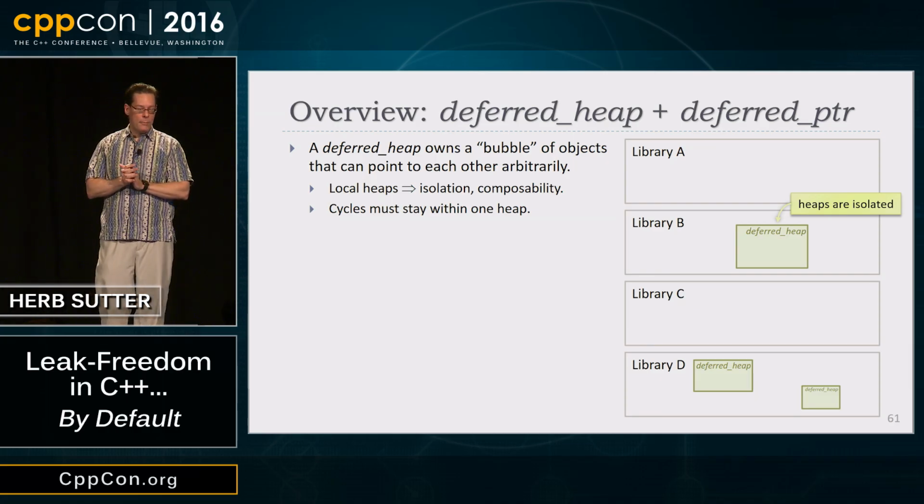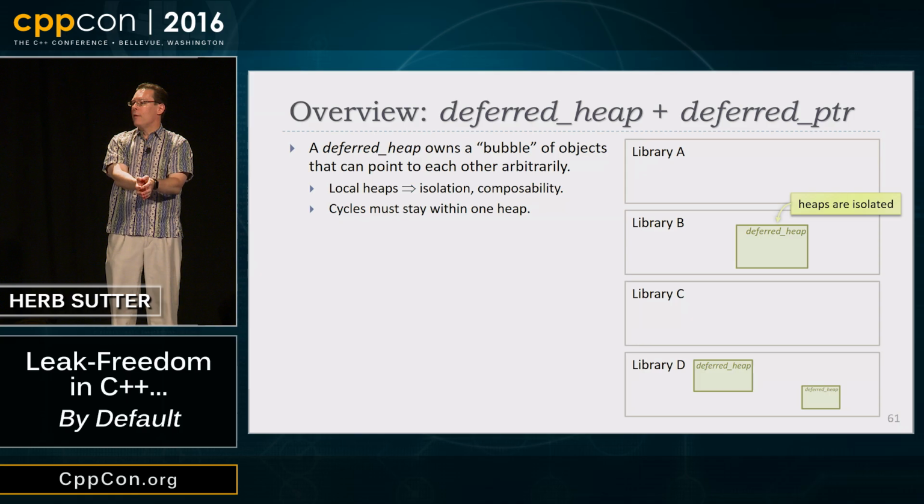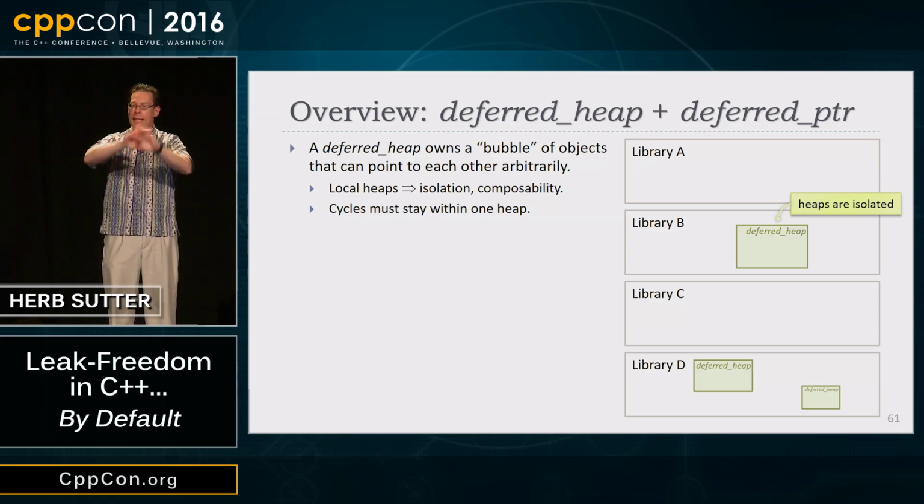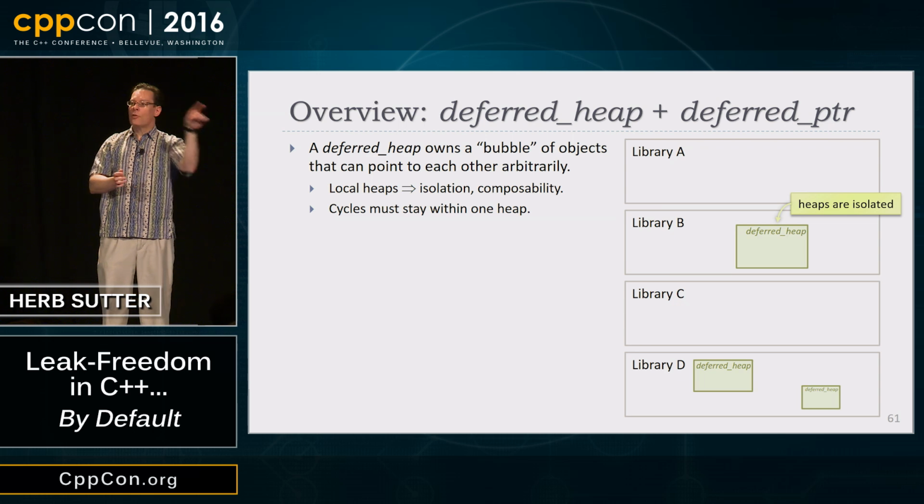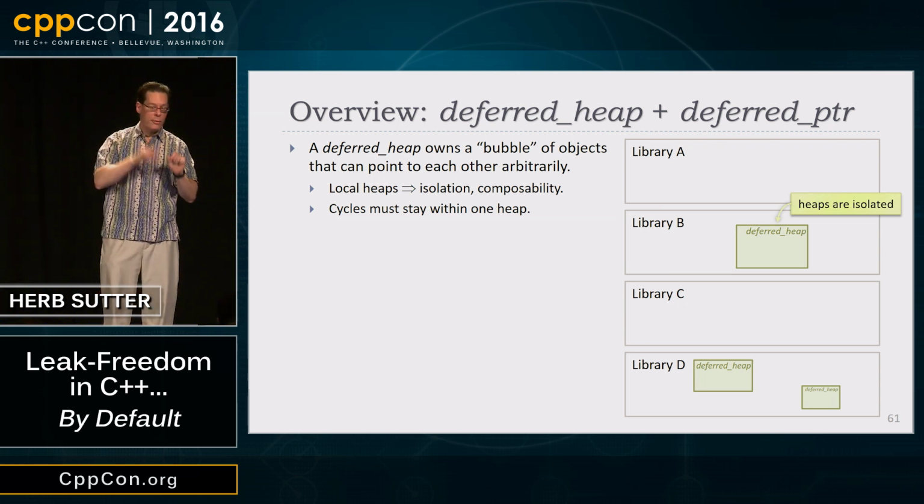The idea of deferred heap and deferred pointer, as I've prototyped them, and you can take a look at the code on GitHub, is that a deferred heap owns a subset of the heap, of the total heap. It has some pages of memory. And inside those pages, objects are allowed to point to each other arbitrarily. Now, they have to be through deferred pointers.